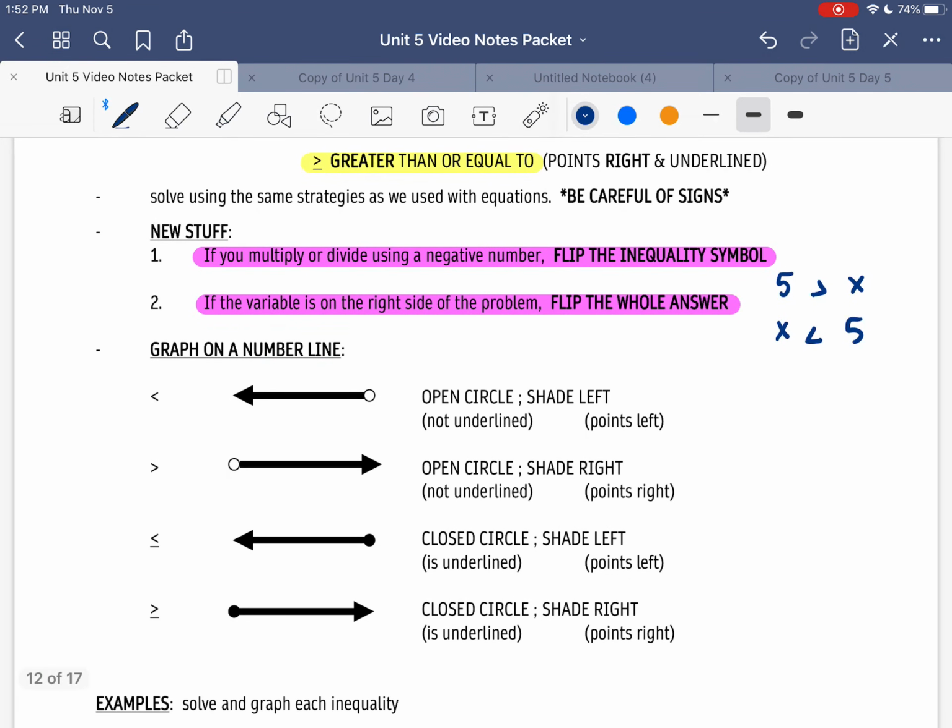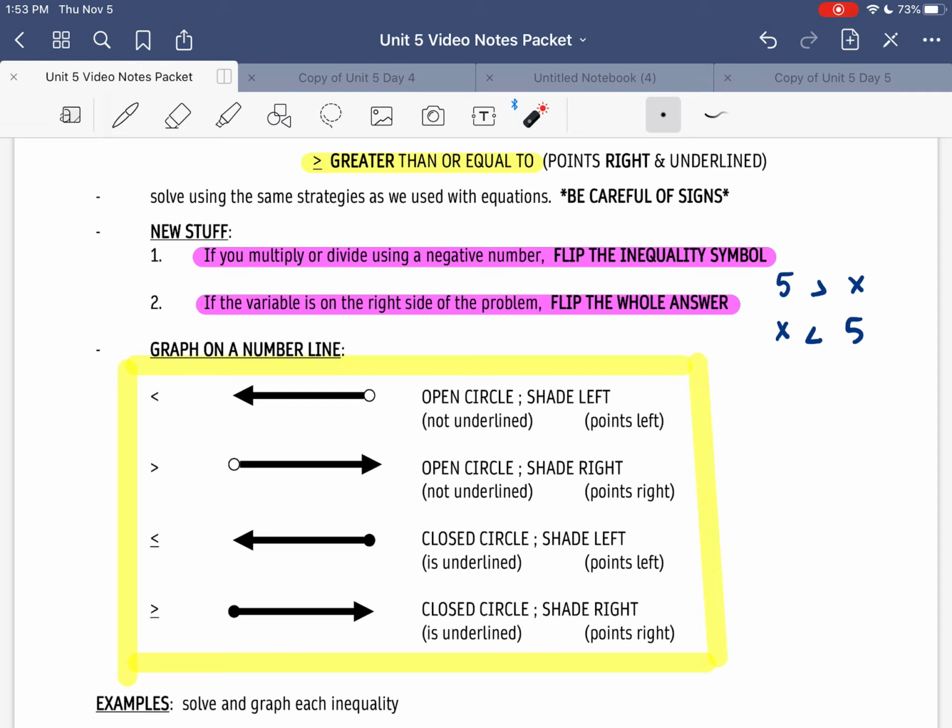So this part I would copy down. And I'm going to put a box around it. You may want to pause and take a second to copy this down. When we have the less than symbol, we use an open circle. So when I say open circle, I mean a circle that is not colored in, and our arrow should go to the left. Now do notice this, the direction that we're telling you to shade only works if the variable is on the left, like we suggested. The open and closed circle will be true no matter what. For greater than, we would use an open circle and shade to the right, so draw our arrow to the right.